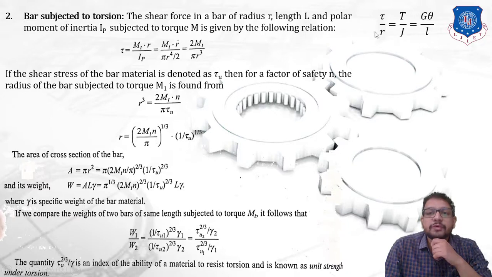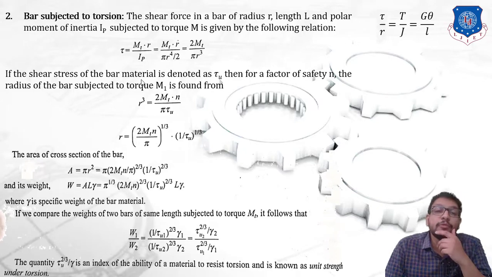this equation will become, in general, TR by J. Compared with this, over here we write Mt, where Mt is the twisting moment, into R upon Ip, where Ip is our polar moment of inertia. Now what would be the polar moment of inertia for a bar? It would be pi r raised to 4 by 2. Cancelling out r from numerator and denominator, we get 2Mt upon pi r cube.